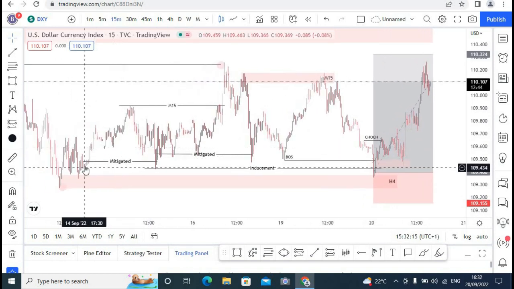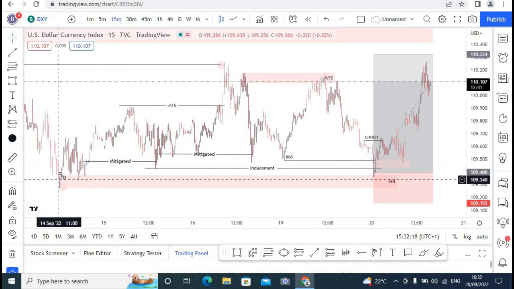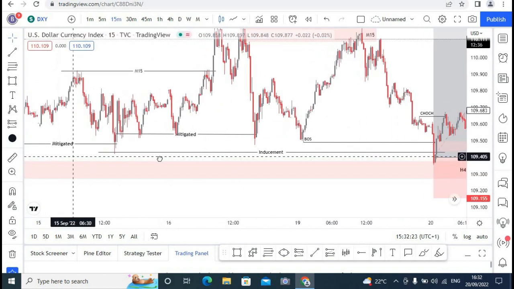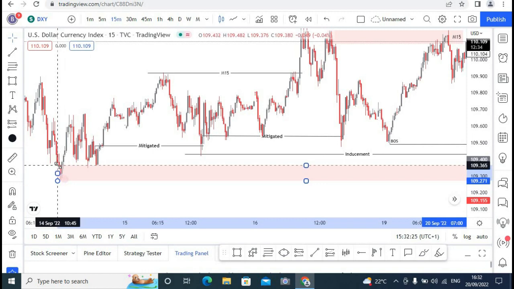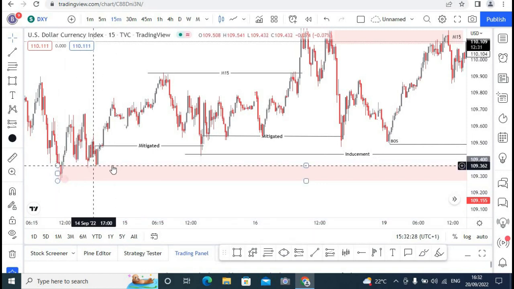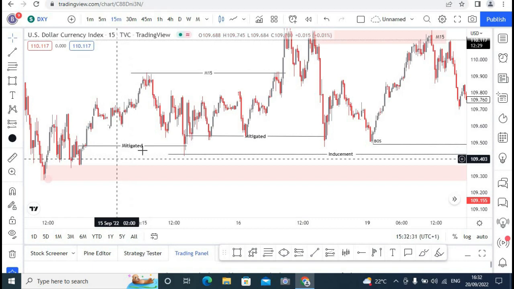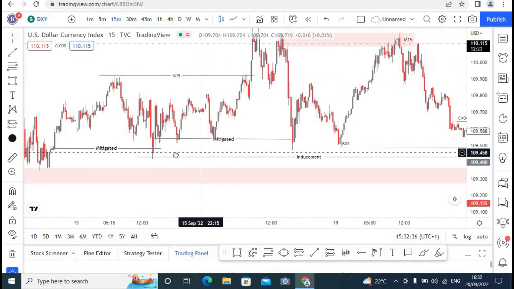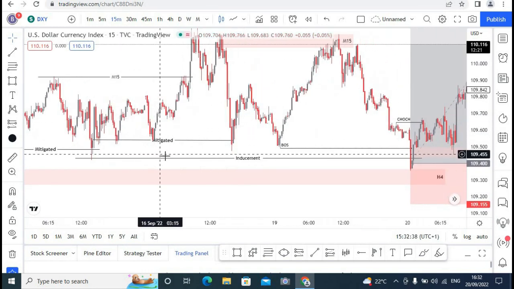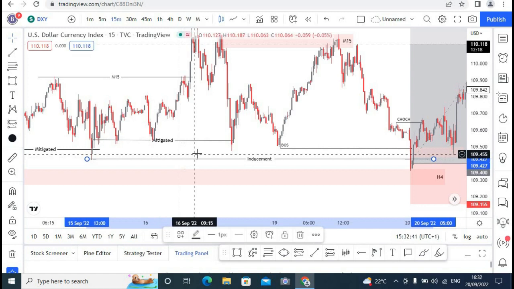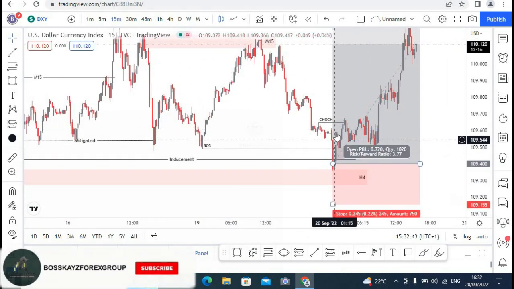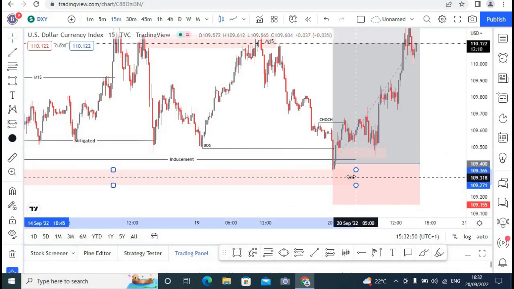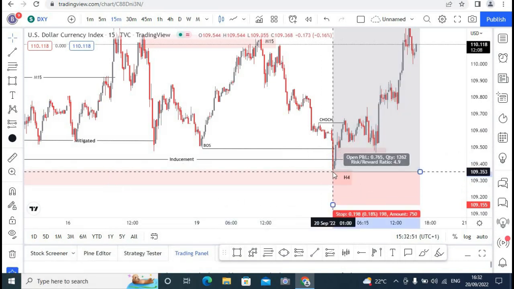So you can see that we did have a demand, right? But this first demand was never mitigated. This one right here, guys, the price just came back and tapped in, but they didn't mitigate it nicely. So that's why the price came back. So this zone was mitigated and another zone was mitigated. So this zone will now become your inducement, right? And then you can see the price came back, induced that zone, and now comes back to the what? To the actual demand zone area, something like this, guys.